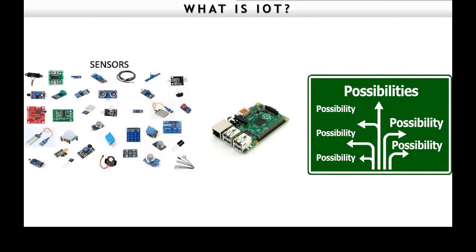So if you really think about all the things that I just showed you, what is IoT? IoT is really just a bunch of sensors on a board. That board gets the data, and then it shares it. And from that point, whatever is getting shared, you can do all kinds of stuff with it.